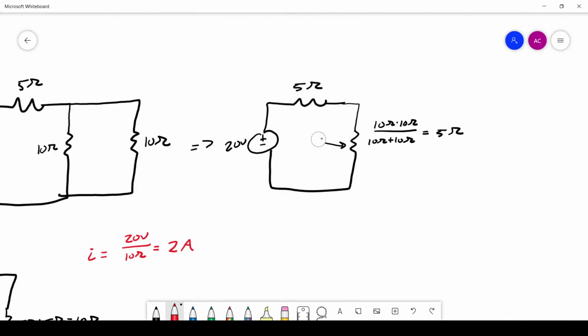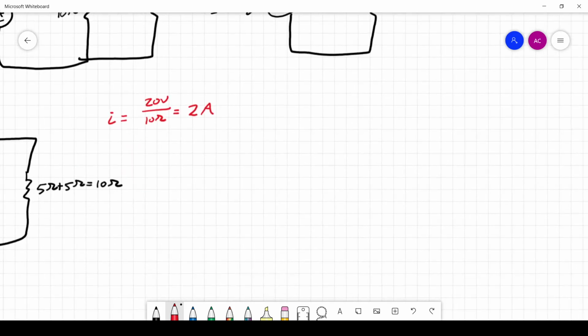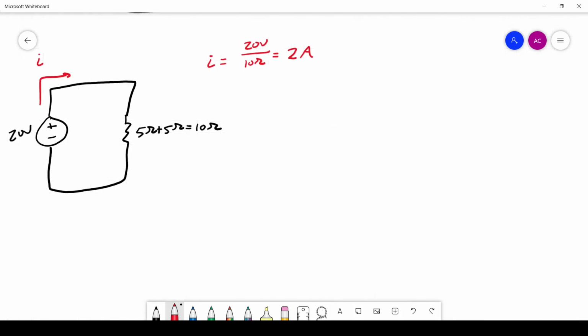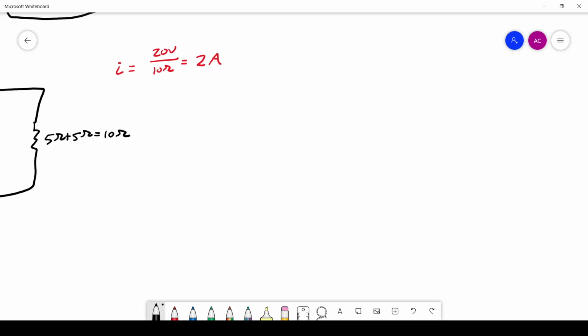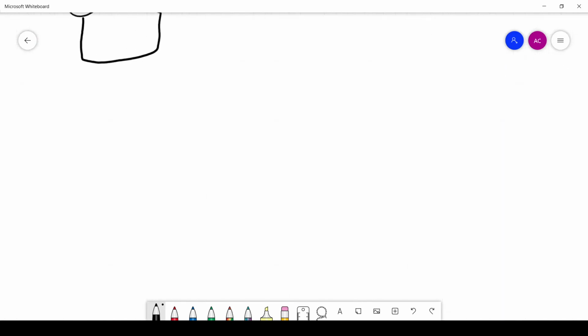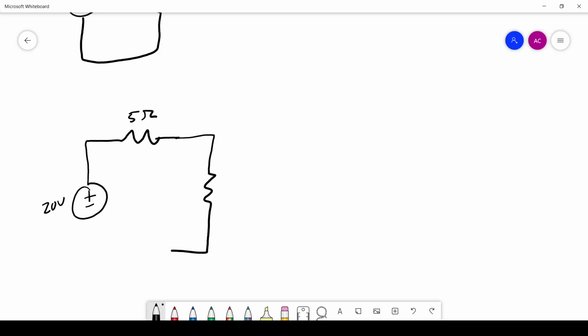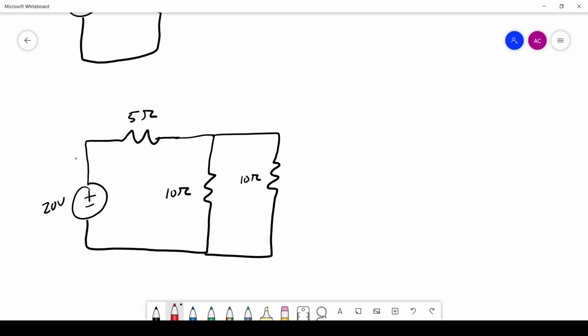Okay, so let's go back up to this. Well, I'll just draw a new one. So let's undo our work a little bit. Okay, so we have this 20 volt source, a 5 ohm resistor in series with the source, and then 2 10 ohm resistors in parallel. Now we found out there's 2 amps coming out of here.